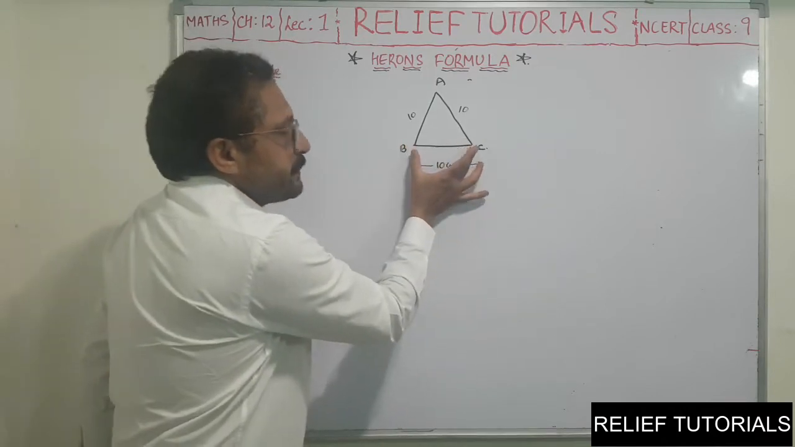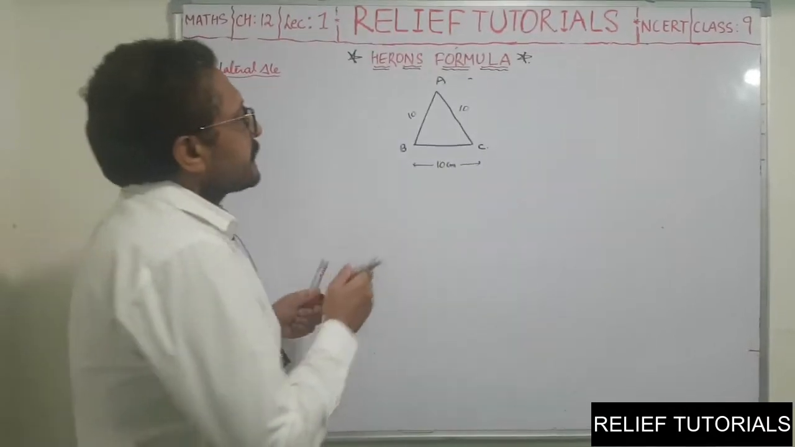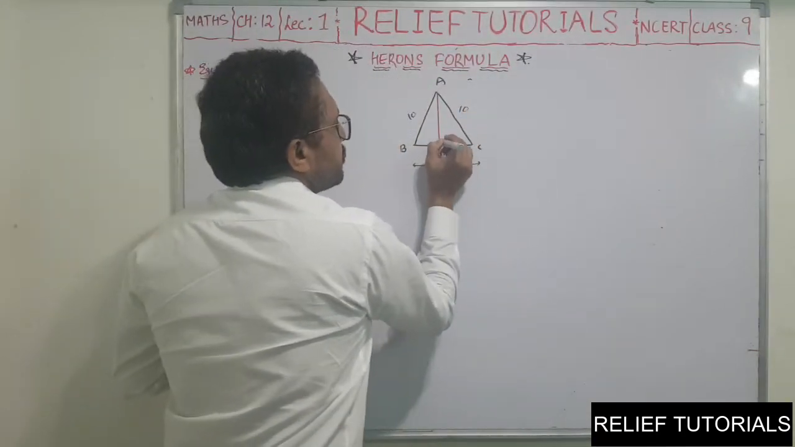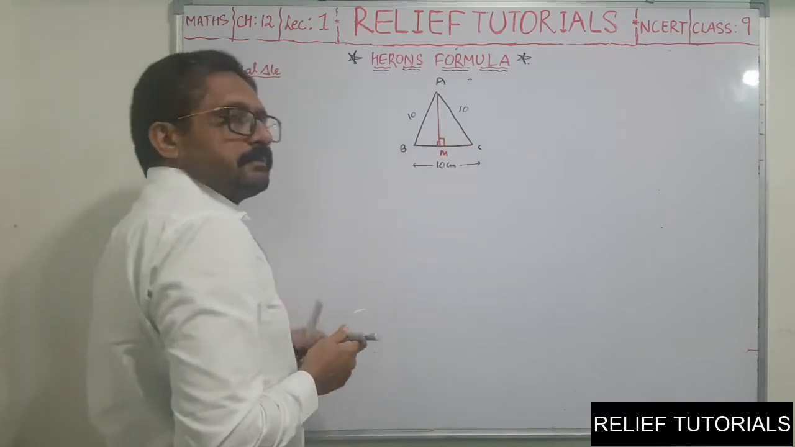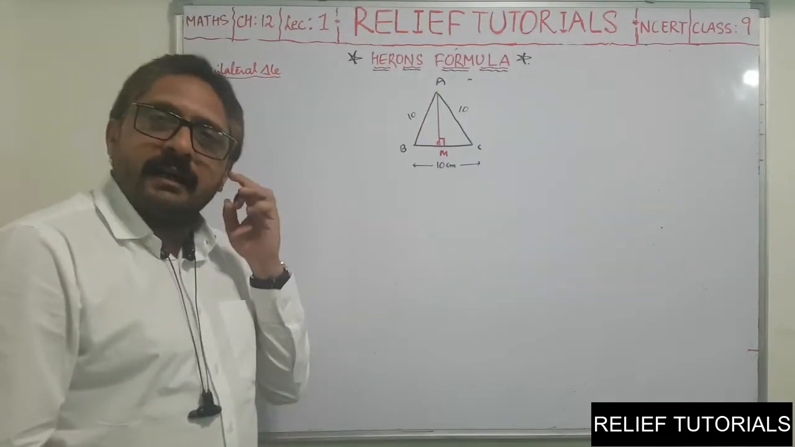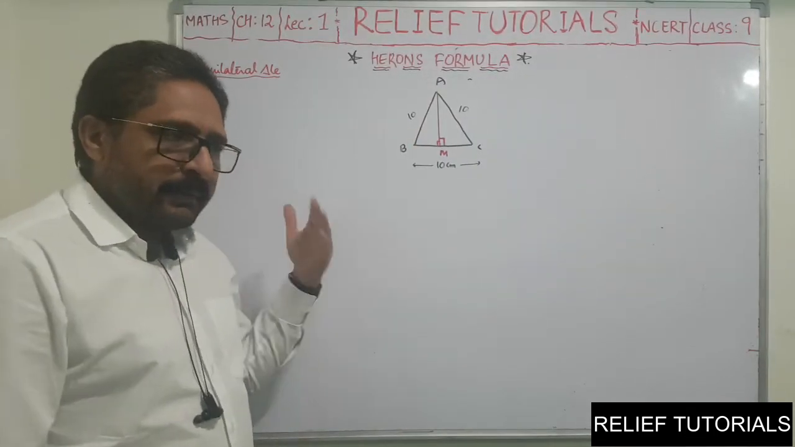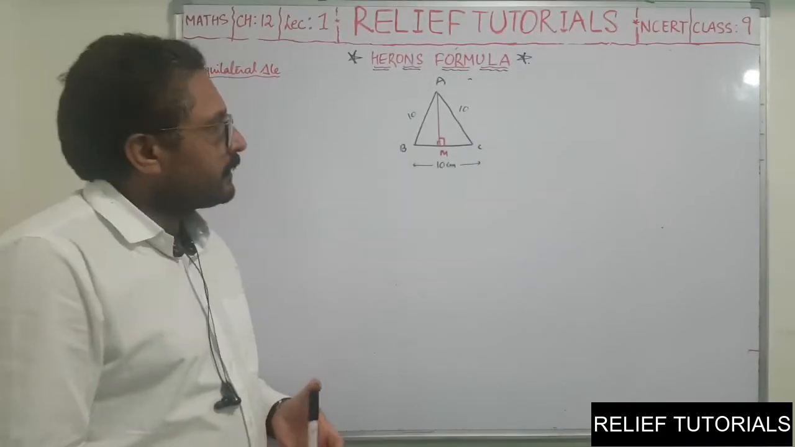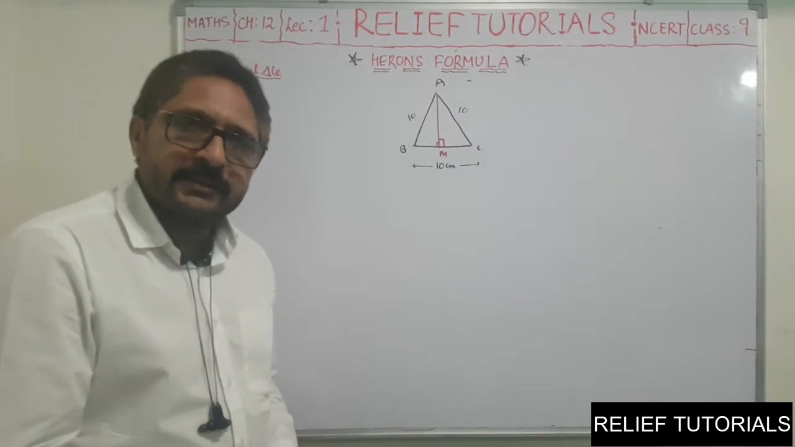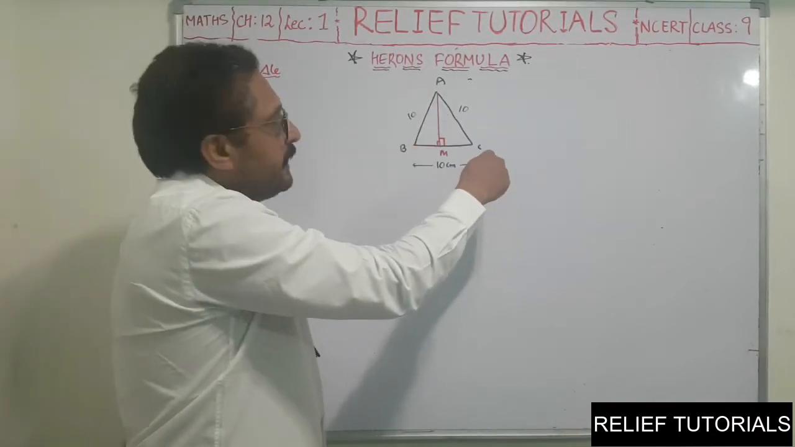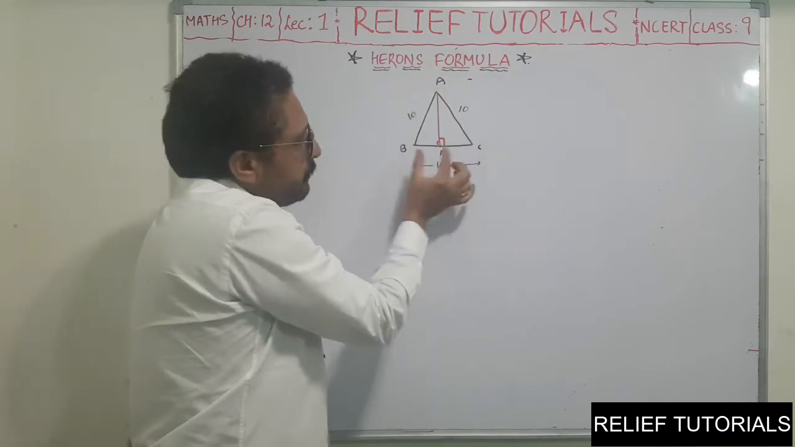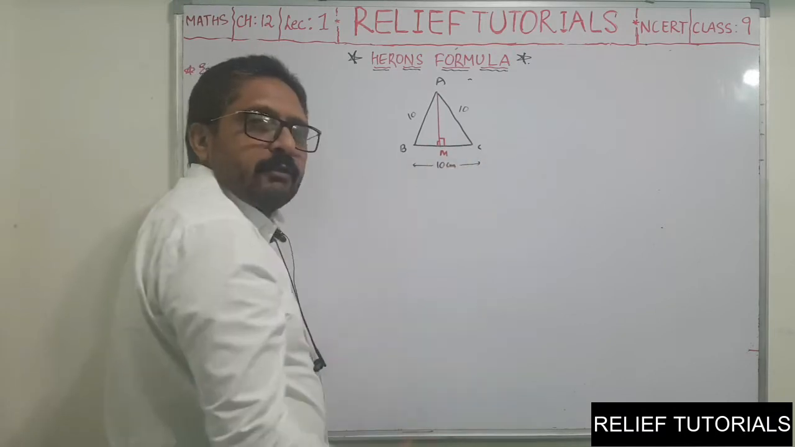So if we consider this BC as the base, then its corresponding altitude is this AM altitude. So we don't have the altitude, so we want to find the altitude. You will learn in the previous chapters of 9th standard, congruency of triangles, that we'll discuss later. But one thing I want to make clear in this chapter: in an equilateral triangle, from any vertex, if you draw an altitude on the opposite side, it will divide the opposite side into 2 equal halves.